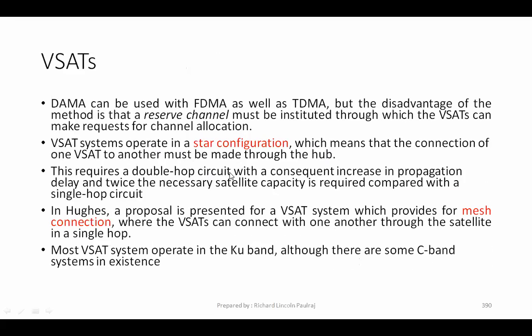This requires a double hop circuit with a consequent increase in propagation delay, and twice the satellite capacity is required compared with a single hop circuit. So we need a double hop because it needs to communicate to the hub, and from the hub it has to come back. And of course, when you have an extended circuit, the power required and the utilization of that double hop circuit are also much higher than for a single hop circuit.